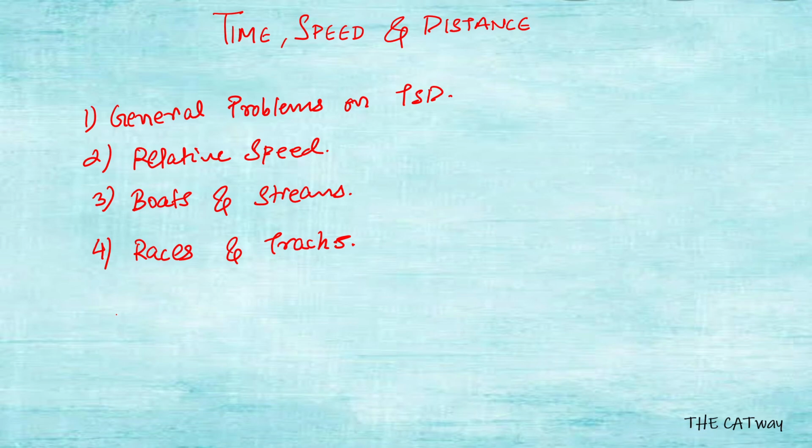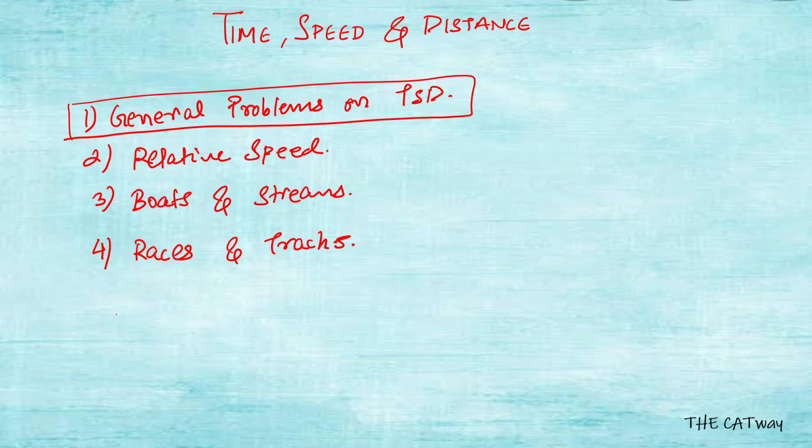So let us start with the first one, that is general problems on TSD. For doing that, we must know some basic concepts about TSD. So let us start with speed. What do you mean by speed? Speed is the distance traveled per unit time. That means in a certain amount of time, let it be 30 minutes, 1 hour, 2 hours, 5 hours, 10 hours, what distance has been traveled. So distance traveled with respect to time.